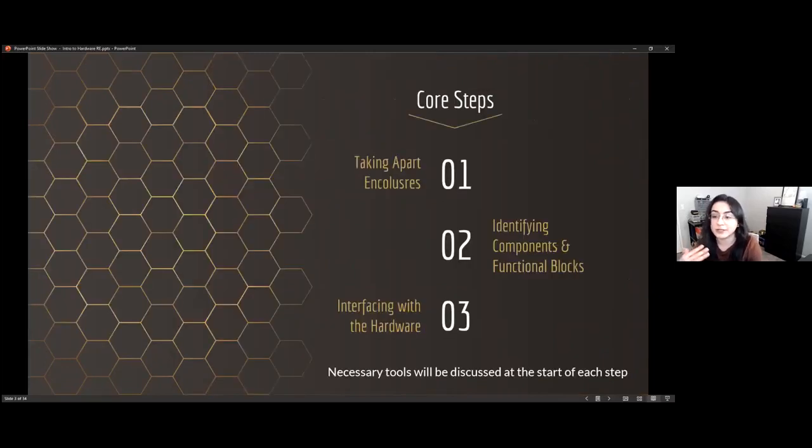I'm going to break this talk into some core steps: taking apart enclosures, like how to get to the hardware, identifying components and functional blocks, and interfacing with the hardware. I'll be going over the necessary tools for each step, so it's not just a big dump up front. Hopefully that'll make it easier to understand. This talk is focused towards beginners, so I'm sorry if it's too beginner, or if I'm not really clear on stuff or I'm very broad, let me know at the end. This is the first time I'm doing this talk, so I'd really enjoy your feedback.